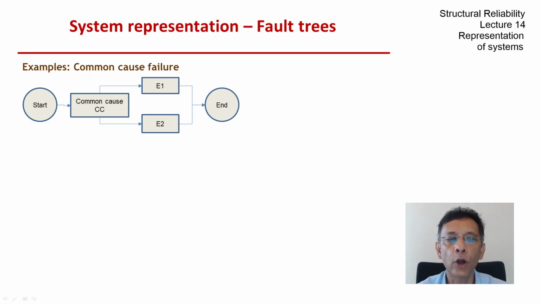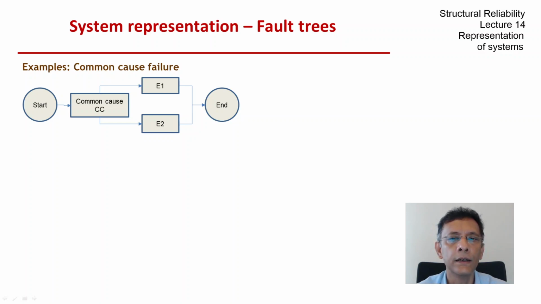But there is a common cause failure which affects both units, and it is in series with both E1 and E2. It's not important here, but CC, E1 and E2 are all mutually independent. But because E1 and CC together make up the first unit, and E2 and CC together make up the second unit, the two units are dependent. And this can occur in many situations.